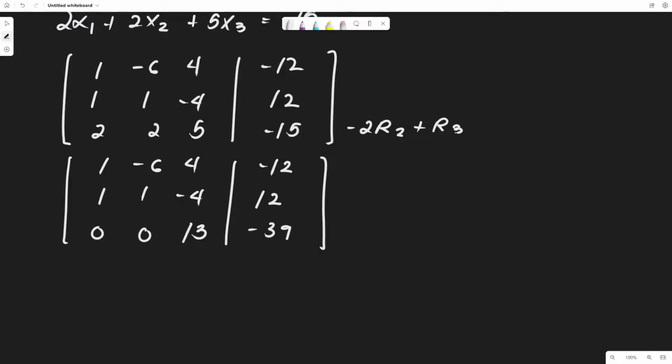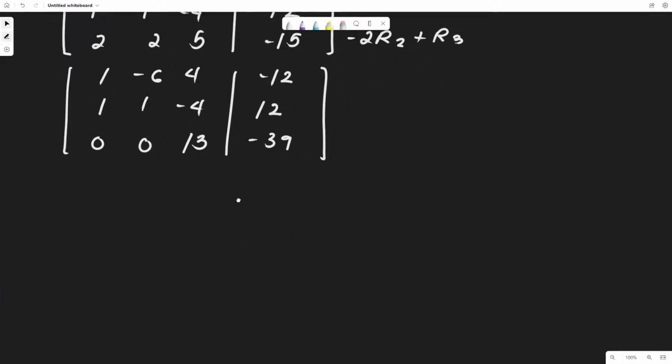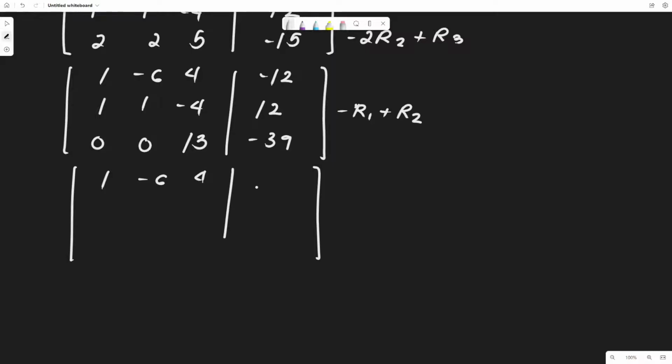Yeah. So, next, ito yung 1, so negative R1 plus R2 na lang. So, 1, negative 6, 4, negative 12, 0, 0, 13, negative 39. Then, obviously, this will become 0. So, positive 6 plus 1 is 7. So, negative 4 minus 4 is negative 8. Positive 12 plus 12 is 24. Okay, so dito na tayo.